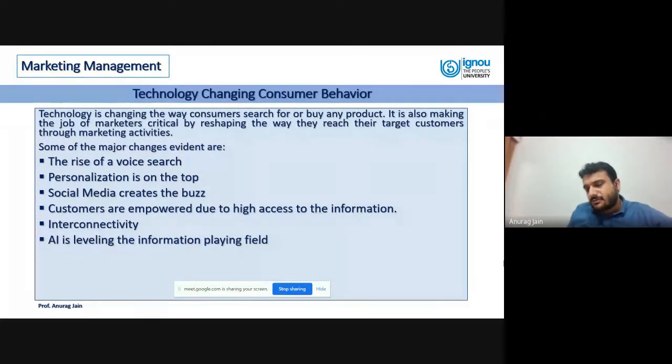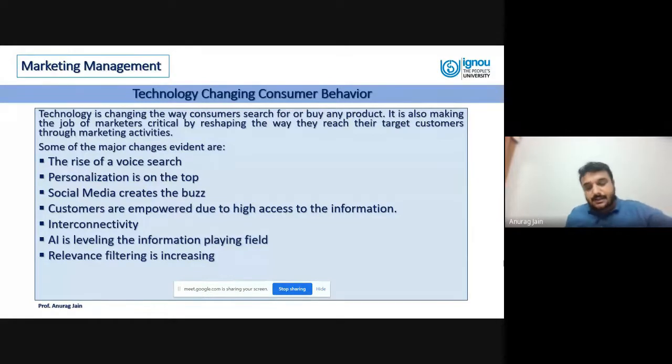Interconnectivity is there. Very interestingly, we can connect with people whom we know, and even with people whom we don't know, and get information from them. Artificial intelligence is leveling the information playing field. Chatbots are there, and I'm sure all of you have experience using them. Even if not, please definitely use them, either to get a solution to a problem, or if you have any queries, you can reach out to any service provider whose services you have availed. Chatbots are very crucial nowadays to deliver information.